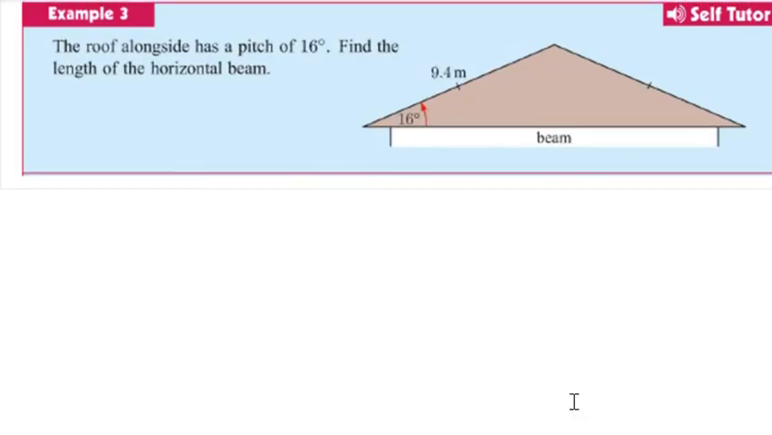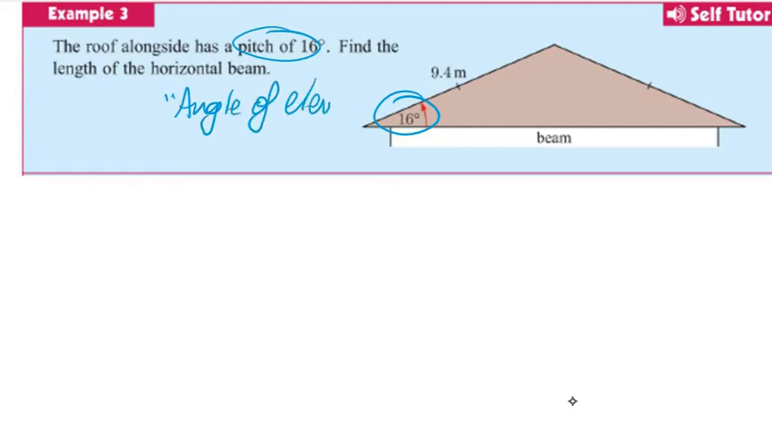Here's the first example. We have a roof shown in brown there, and it has a pitch of 16 degrees. The pitch is essentially the angle of elevation. Okay, so what is an angle of elevation? Well, an angle of elevation is where, that's an eye, we look straight ahead and we look up to see an object. The angle of elevation is that angle through which you turn your head or move your neck, if you think of it that way, to look up at an object.